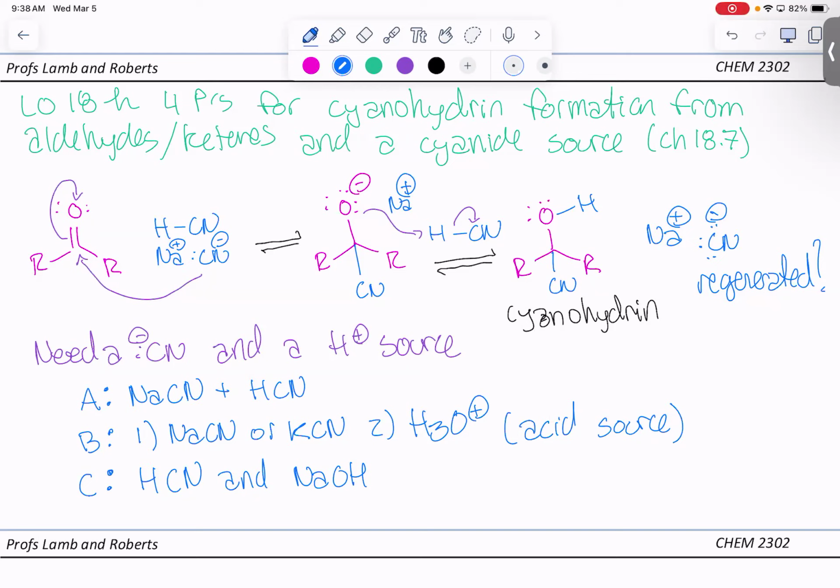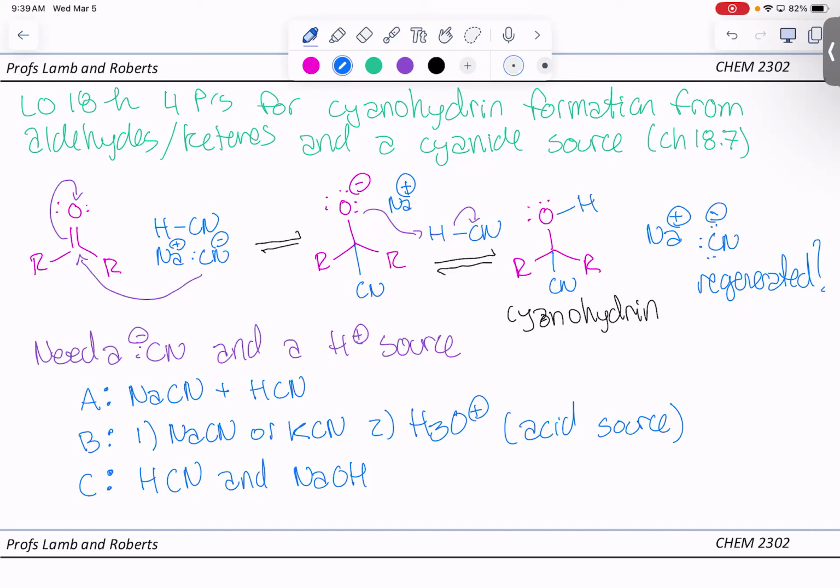On a practical scale, HCN is incredibly, incredibly toxic, and it's a gas. So I would never let anyone in my research group use HCN. That's why people have come up with alternative ways like option B. I mean, not to say that sodium cyanide or potassium cyanide is particularly good for you. It's also bad, but HCN is even worse. So this is often why we have multiple sets of conditions.